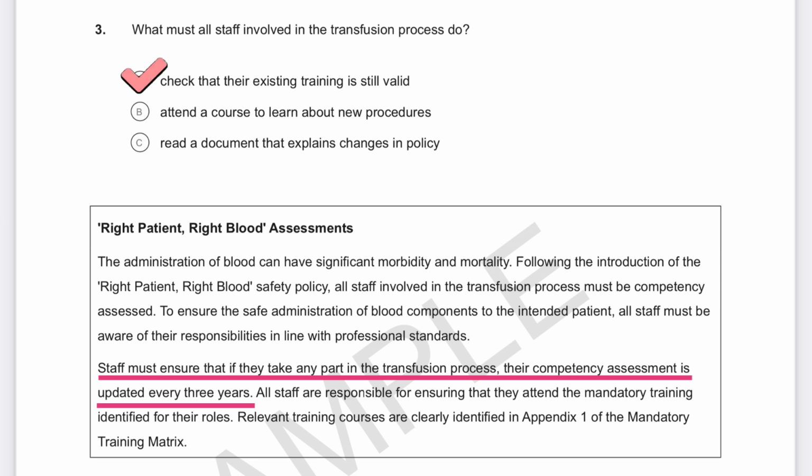Let's go to letter B. Attend a course to learn about new procedures. It says here that they should attend the mandatory training identified for their roles, but it didn't say anything about new procedures. So letter B is incorrect. And let's go to letter C. Read a document that explains changes in policy, which is not mentioned in the extract at all. So letter C is incorrect.